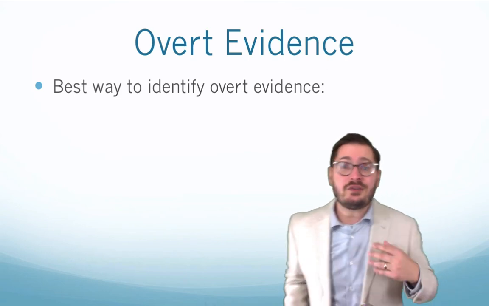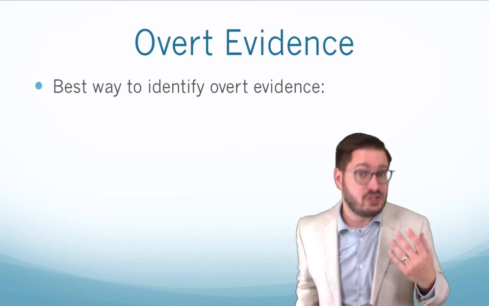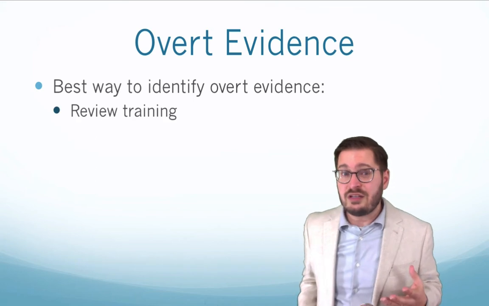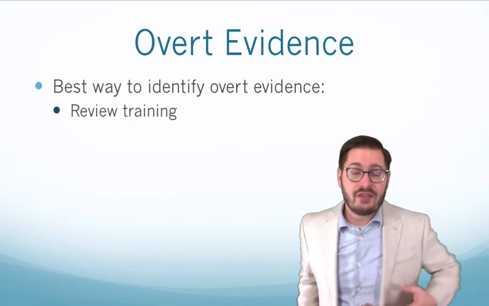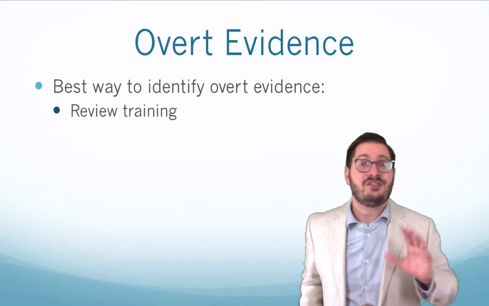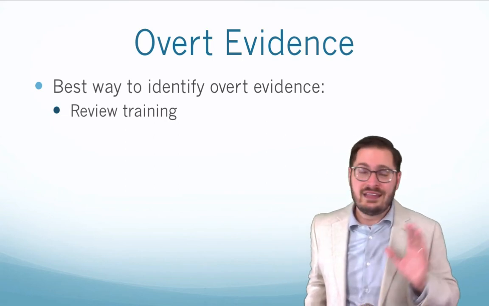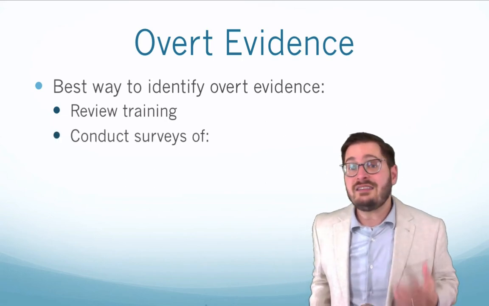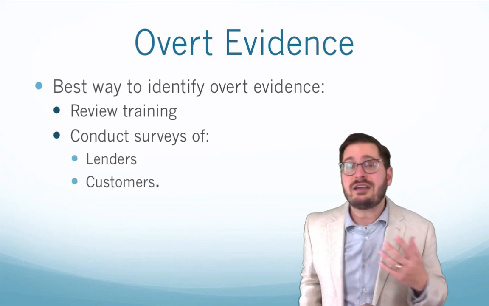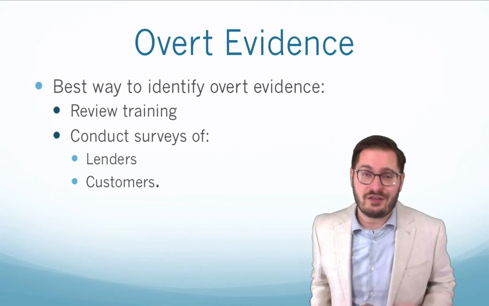Now, the best way to identify overt evidence in your organization, maybe you're an auditor or just trying to assess your risk of fair lending, is there are a couple of things you can do. First is to review training. If your lenders have not had training, there's a good chance they may be making stupid comments. If there's good training, they should understand this rule, and this could easily be avoided. The second thing you can do is to conduct surveys of both your lenders and your customers and to look at complaints that may have come in. And that's how you could identify overt evidence of disparate treatment.